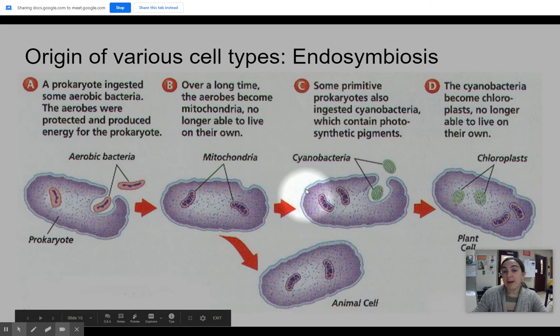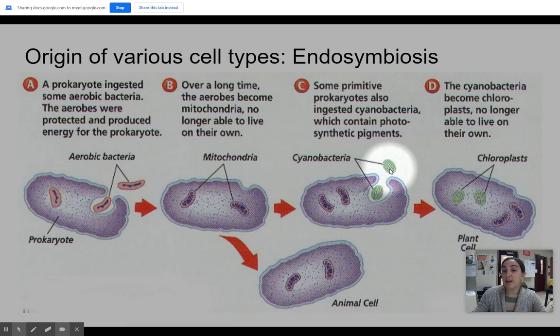This process then happened again with another type of bacteria called cyanobacteria that were able to photosynthesize. They could take sunlight and use it to produce sugars like glucose. Those were also ingested and became another symbiotic bacteria that eventually couldn't live on its own. Those became chloroplasts. And again, we know that one must have happened second because not all eukaryotic cells have chloroplasts, but they all have mitochondria.